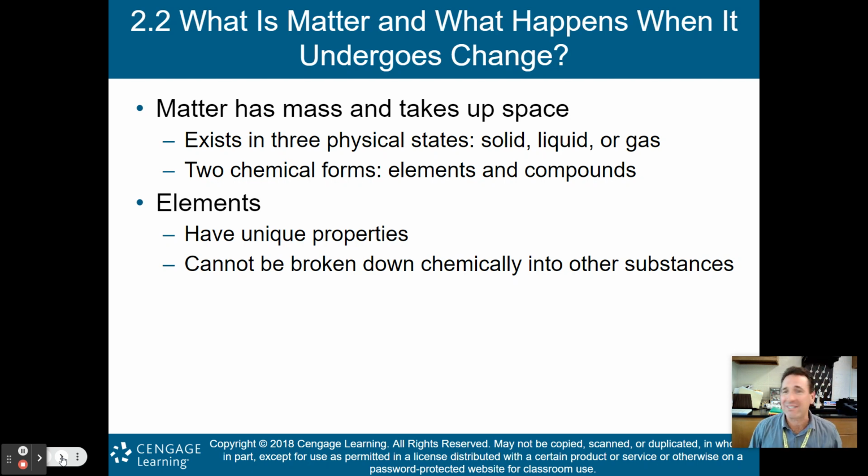Well, matter has mass and takes up space, right? Matter exists in 3 physical states. I know you guys know this: solid, liquid, or gas here on planet Earth. And 2 chemical forms, elements and compounds. What is an element? Again, you should know this: elements have unique properties, and they cannot be broken down chemically into other substances, right? So your element is kind of your base there. It's basically unique, and you can't break it down anymore.